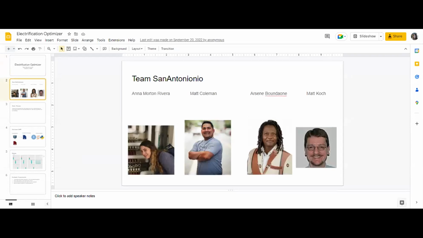Oh, Anna, you're muted, but we can see your screen. Hold on, let me see if I need to unmute you. Let's see. Okay, yeah, sorry. I don't know why Zoom is being a little nuts.